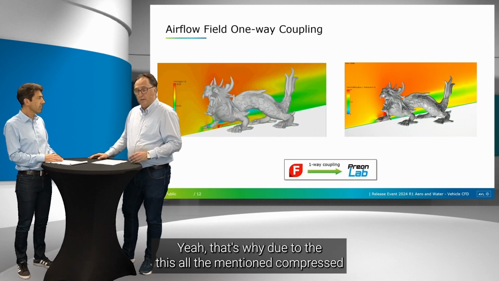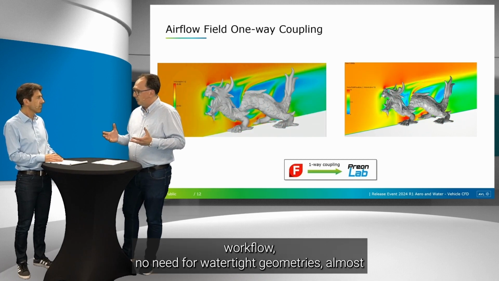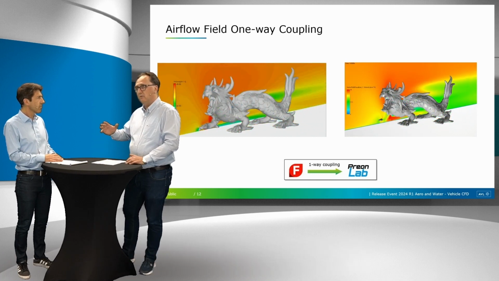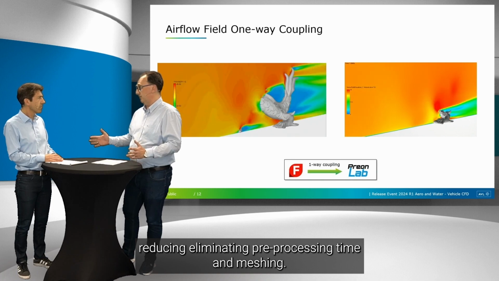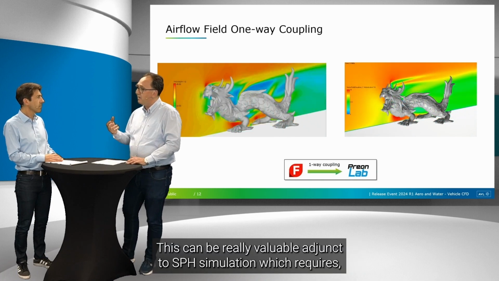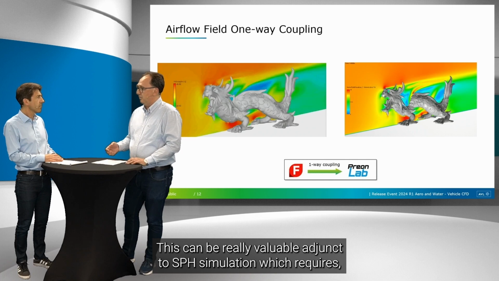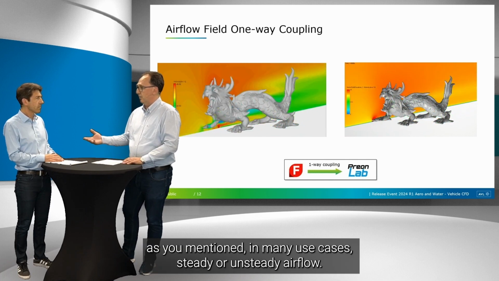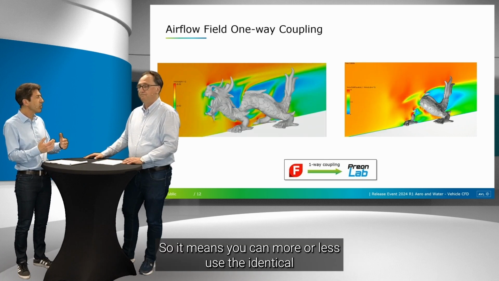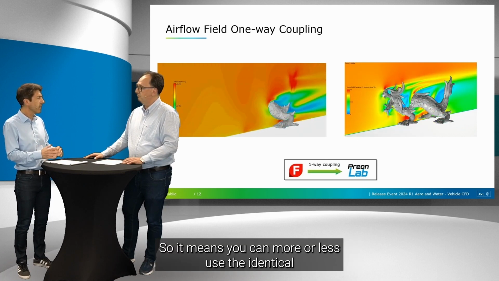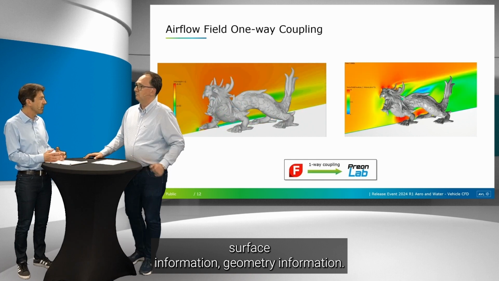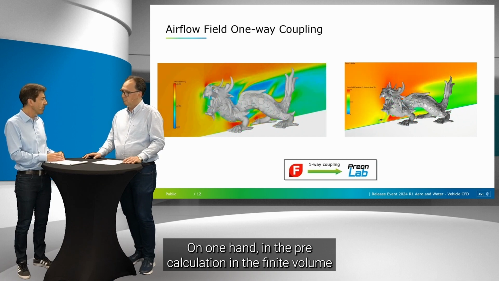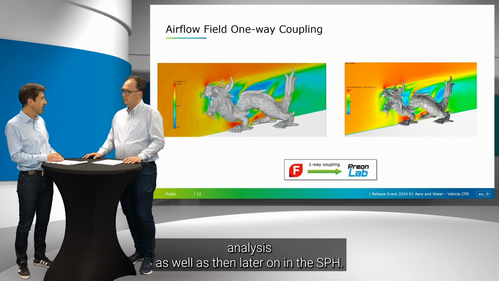That's why, due to the already mentioned compressed workflow, with no need for watertight geometries, almost eliminating pre-processing time and meshing, this can be a really valuable adjunct to SPH simulation, which requires, in many use cases, steady or unsteady airflow. So it means you can more or less use the identical surface geometry information on one hand in the pre-calculation in the finite volume analysis, as well as later on in the SPH.